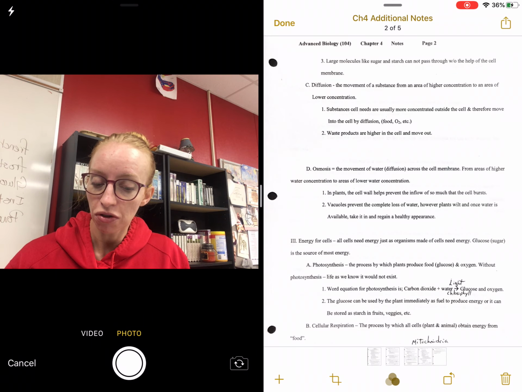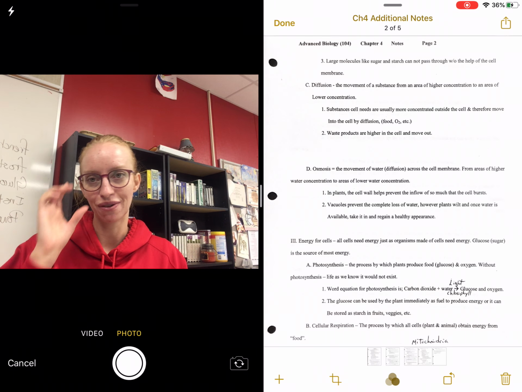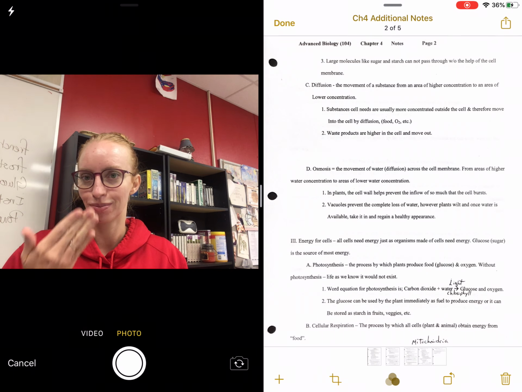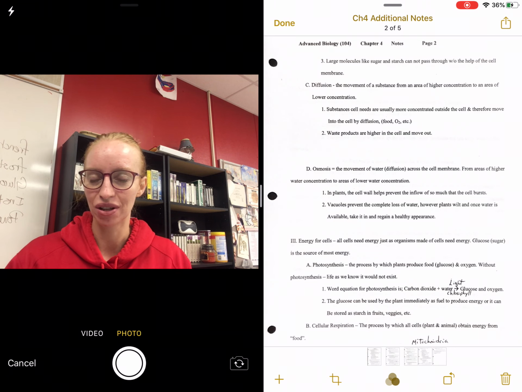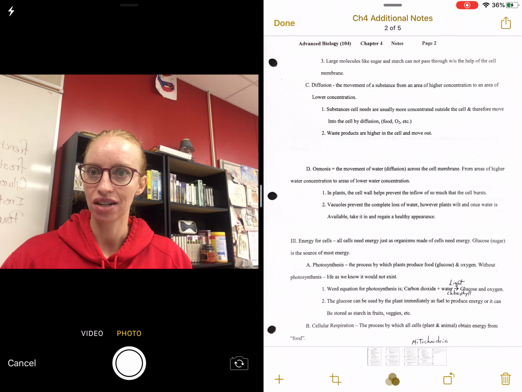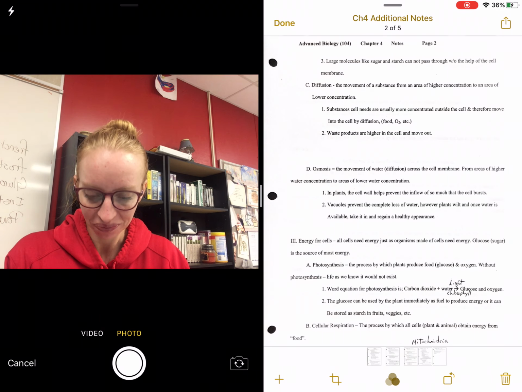But diffusion is the movement of a substance from an area of high concentration to an area of low concentration. We've always talked about spraying perfume or body gas, but it moves from high to low concentration. And you're going to do that actually this upcoming week in your lab. We're going to be working with osmosis and diffusion.